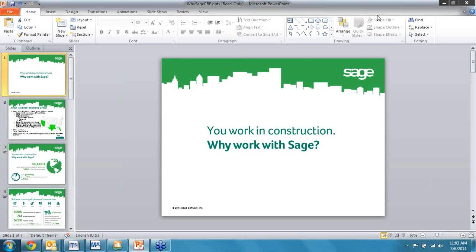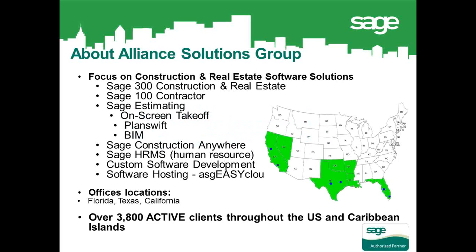with Alliance Solutions. I'm in their Manhattan Beach office in California, and I'm going to show you Sage 300 project management and the MyAssistant application and how that can interact with the project management system. So first, I just want to go through a couple slides here.